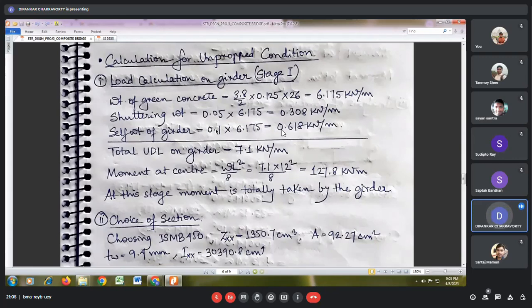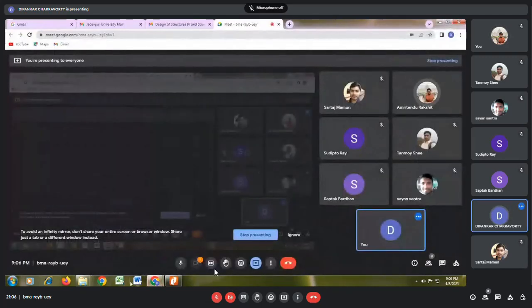And self weight of girder in concrete design, 1% নেওয়া হয়. So you take that one. So the moment you can calculate, and at this stage the moment is totally taken by the girder. Are you convinced?